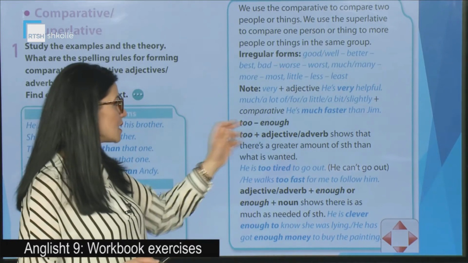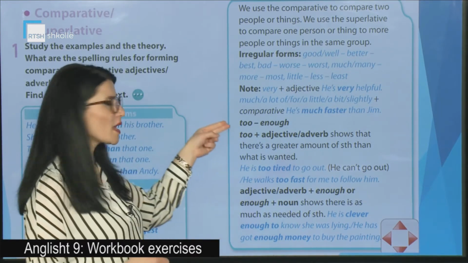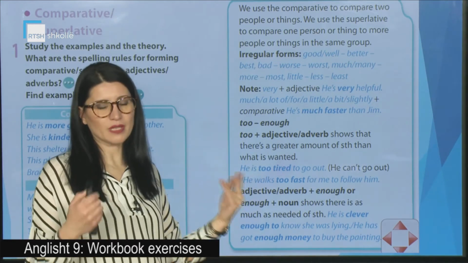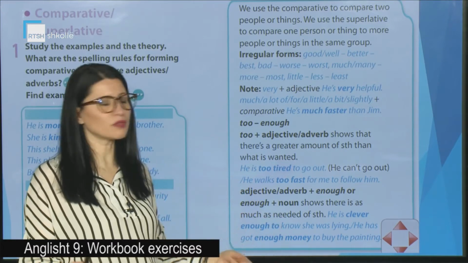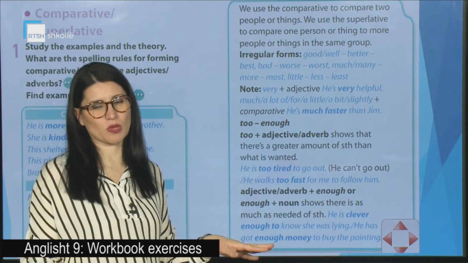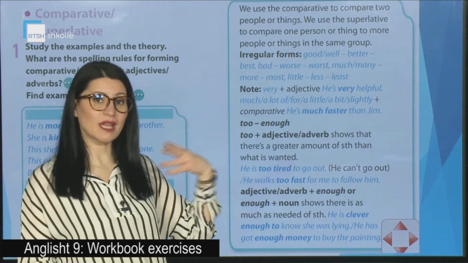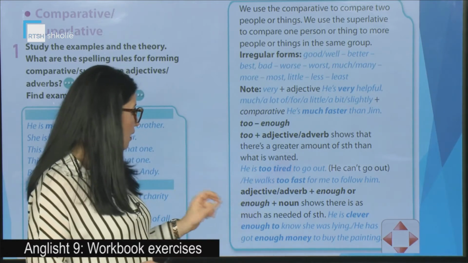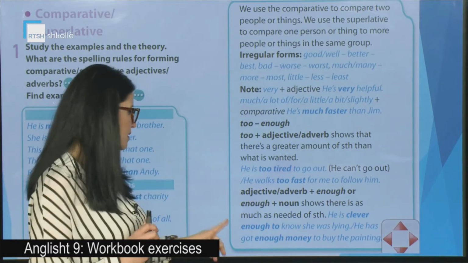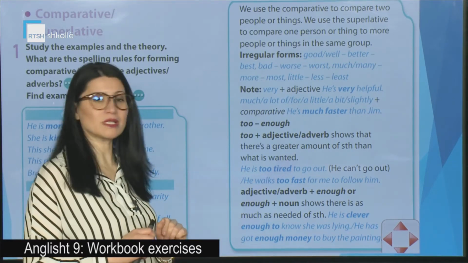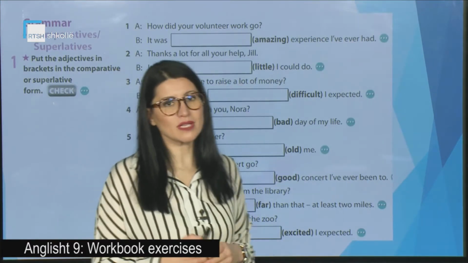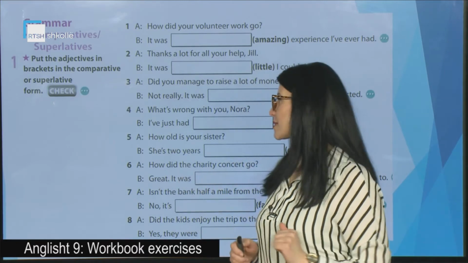For example, he is much faster than Jim. We have too and enough. Too is used before an adjective or an adverb to say that something is more than we want, while enough is used after the adjective to say that something is as much as we want. When we use too, we give a negative meaning to the sentence. We can use enough plus a noun as well to say that it is as much as we want. For example, he is clever enough to know she was lying, or he has got enough money to buy the painting. And now let's practice the adjectives in the following exercises.